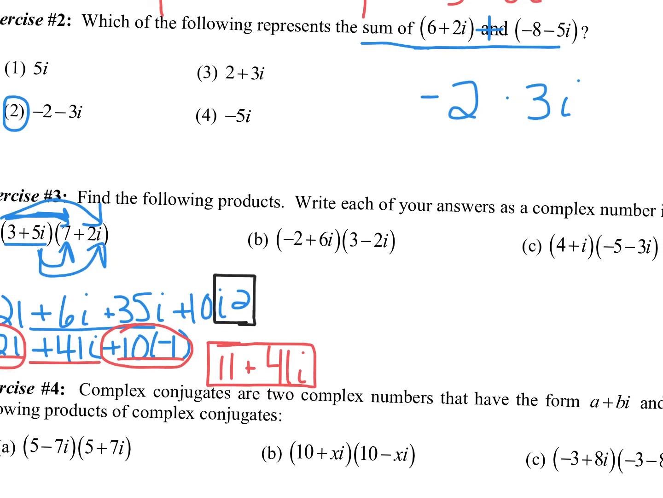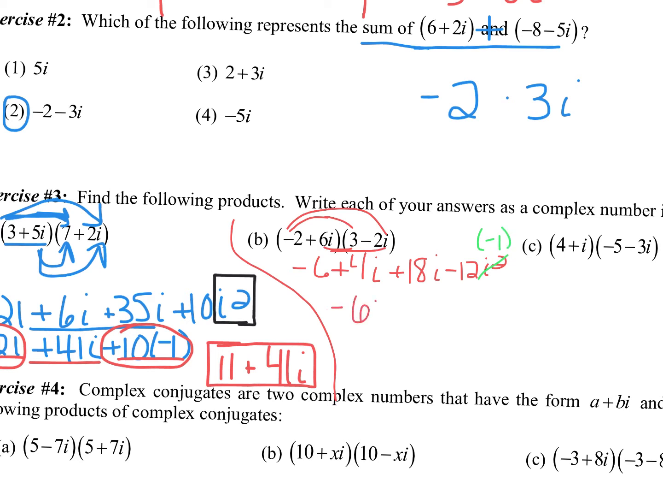So on this next one, just draw this line, we're going to distribute, and I'm going to do this one a little faster. So I get negative 6 plus 4i, and then plus 18i minus 12i squared. When you know it's coming, you can save yourself some time, so I can cross out this i squared and, make sure you're in parentheses, write negative 1 here. So this is negative 6 plus 22i.